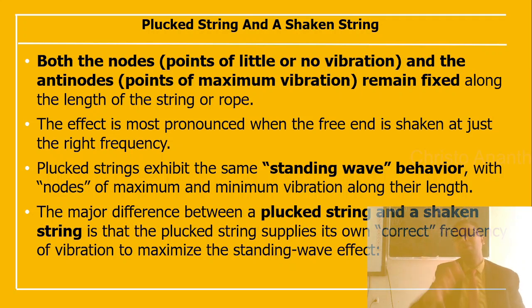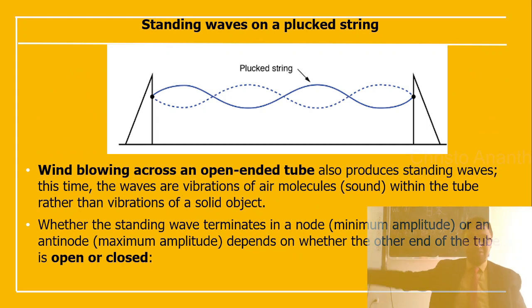Okay, so the effect is more pronounced when the free end is shaken at the right frequency. So this is where we have the plucked string, which will have the standing wave behavior with nodes of maximum as well as minimum vibration across the length. The major difference between the plucked string and the shaken string is that the plucked string supplies the correct frequency of vibration in order to maximize the standing wave or stationary wave effect.